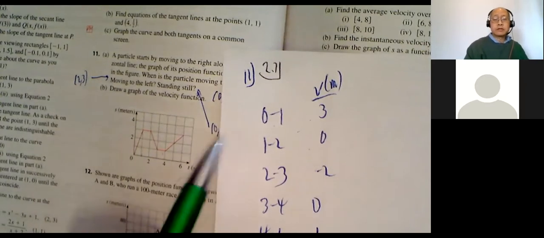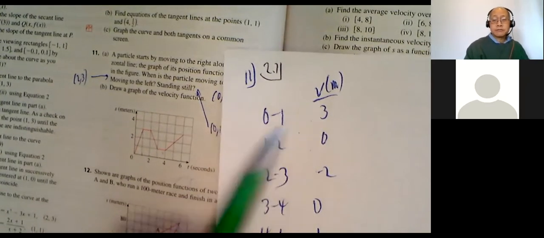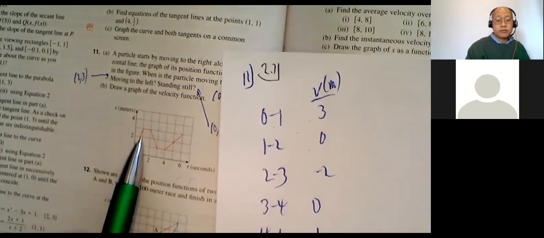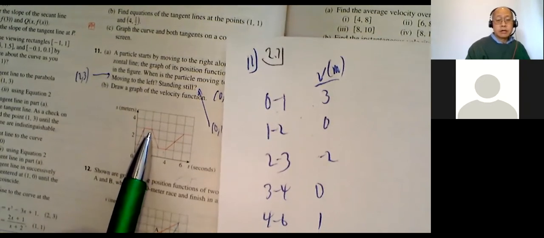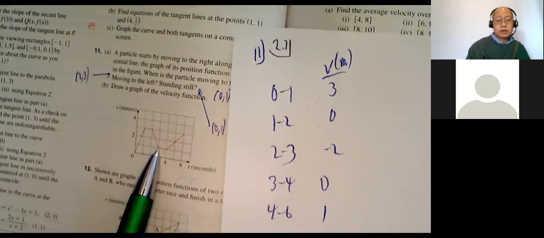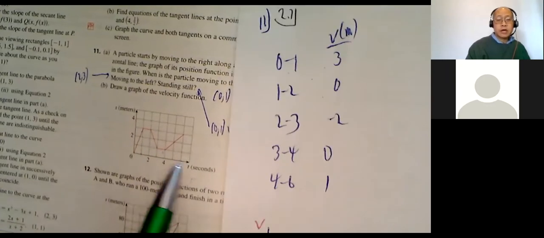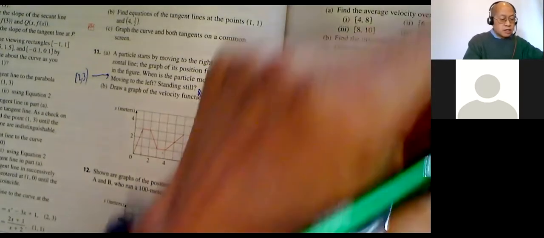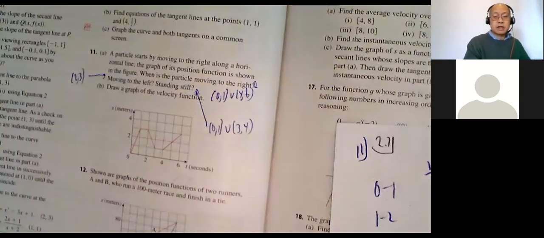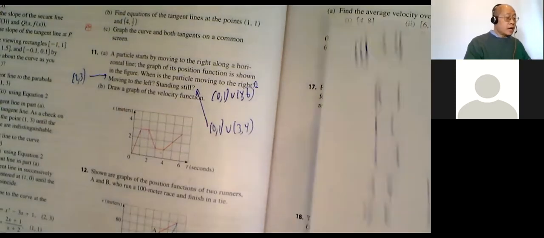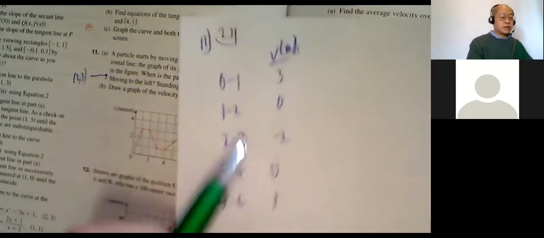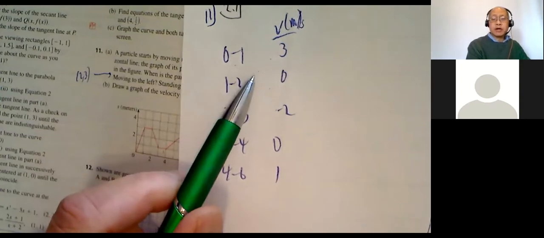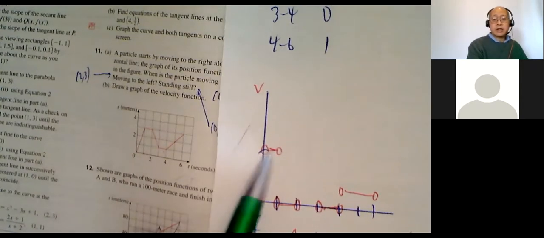So you're coming up with the slopes. Okay, velocity. Okay, so the slope is 3 between 0 and 1. And between 1 and 2, 0. Between 2 and 3, negative 2. Between 3 and 4, 0. And between 4 and 6, the slope is 1. Okay, and velocity should be meters per second. And now draw a graph of the velocity function. So I take these and put it to a graph. So between 0 and 1, velocity is constantly 3.